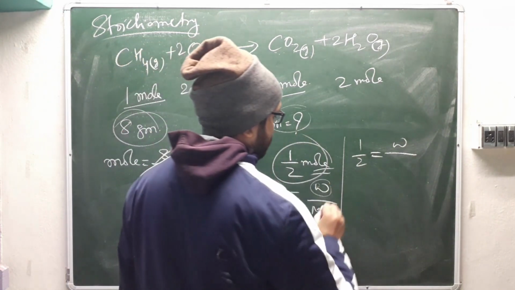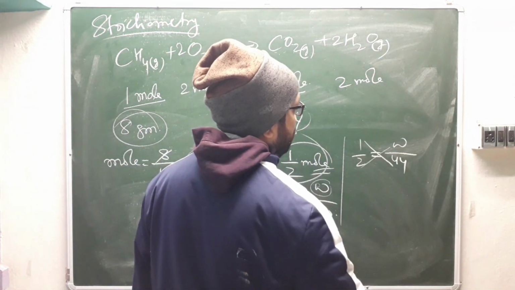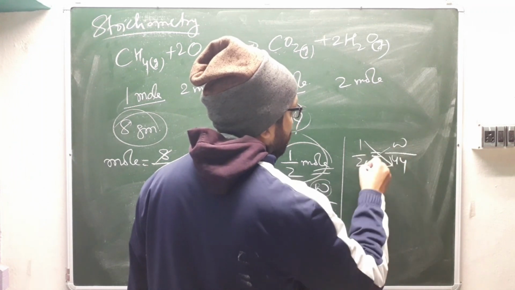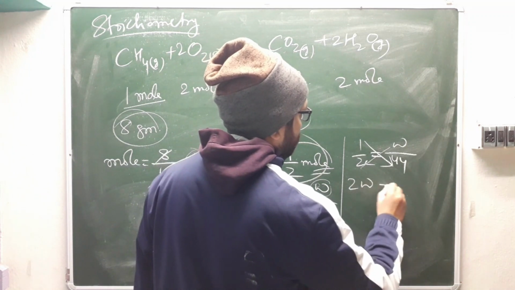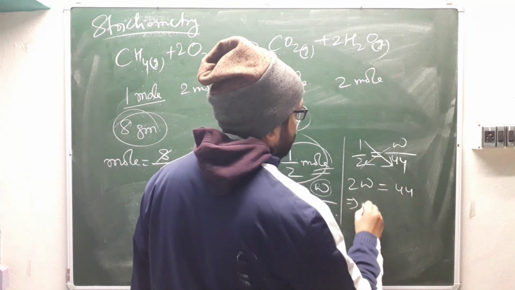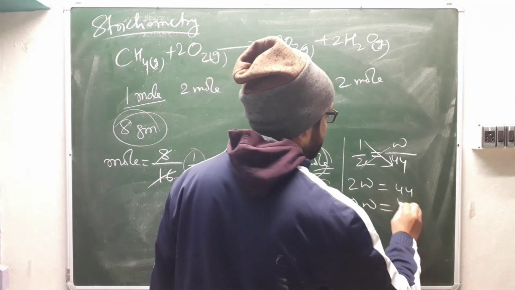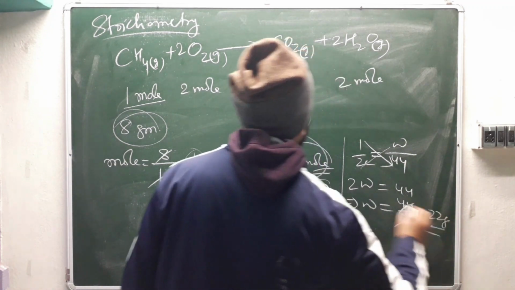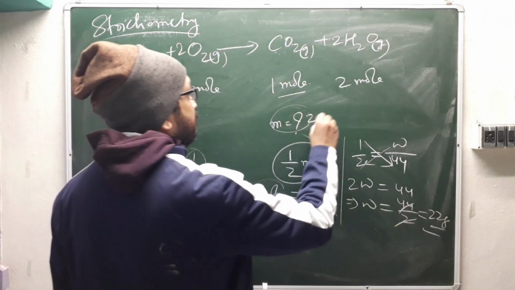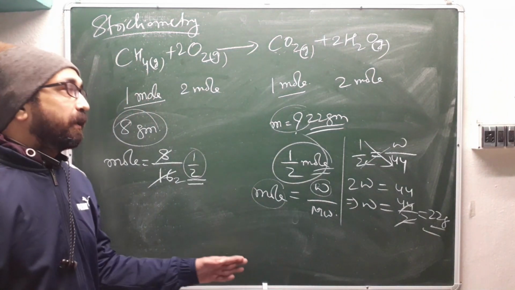This mass we are going to calculate. The molecular weight we know is 44 gram. So cross multiply: 2 W equals 44. Now the mass of carbon dioxide produced will be 44 divided by 2, so it will be 22 grams. So now how much mass are you getting here? 22 grams. Correct.